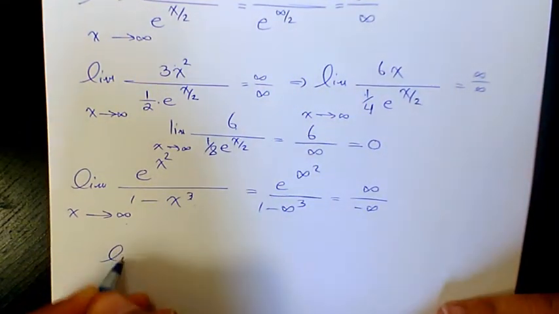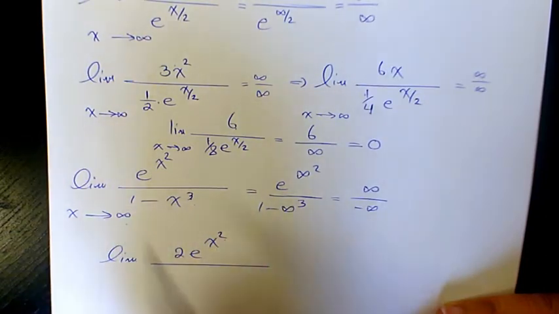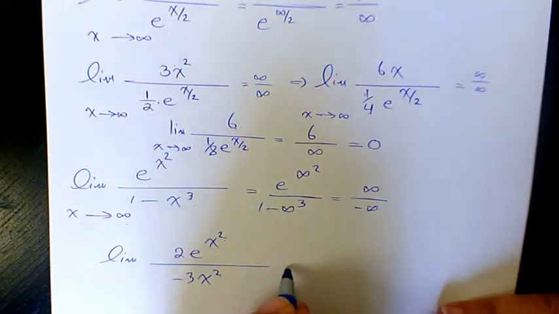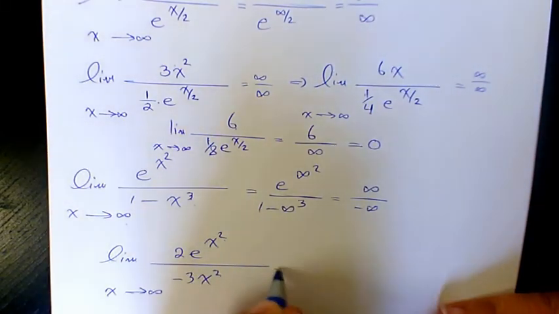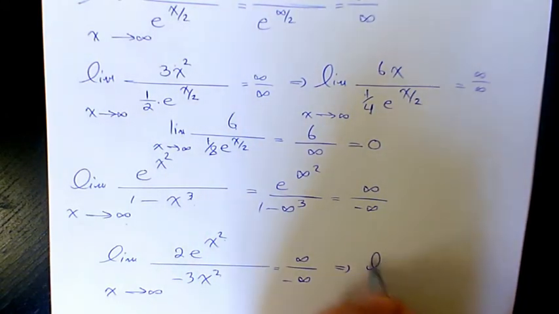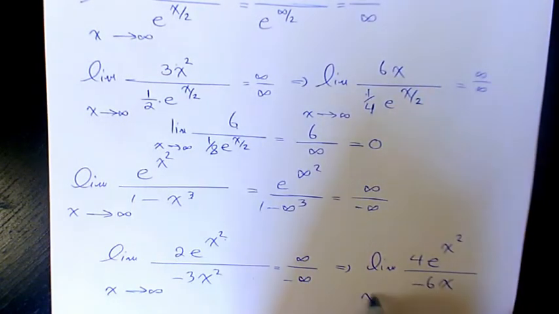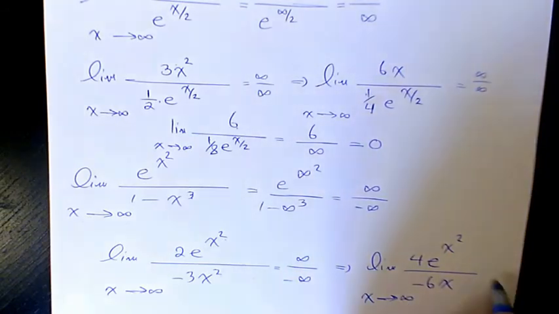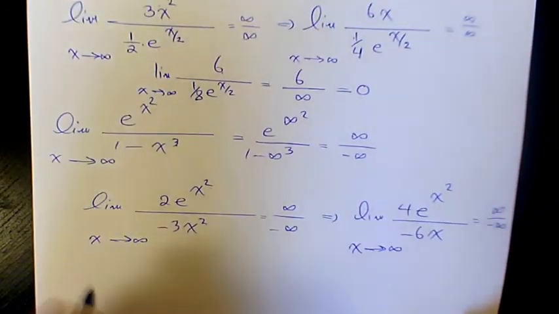The derivative of the numerator is 2x e to the power of x squared. The derivative of the denominator is going to be negative 3x squared. When you sub in infinity, again that's going to be infinity over negative infinity. We do one more round: 4x squared e to the power of x squared over negative 6x. When x is approaching infinity, that's going to be infinity over negative infinity. We do one more time.